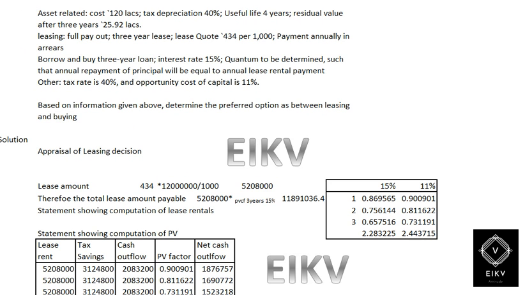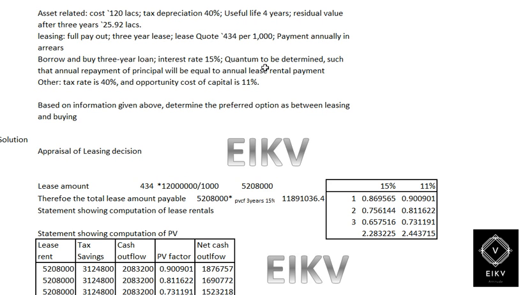So guys, going ahead with the solution. Here in the question it is mentioned that the asset costs 1,20,000 and depreciation has been given, residual value is given, then leasing payout, 3 years lease period, and then they have given us for the loan interest it would be 15% and lease it would be 11%. Then the main quote in this illustration is that quantum to be determined such that the annual repayment of principal will be equal to lease rent.